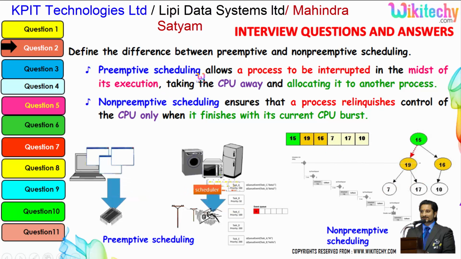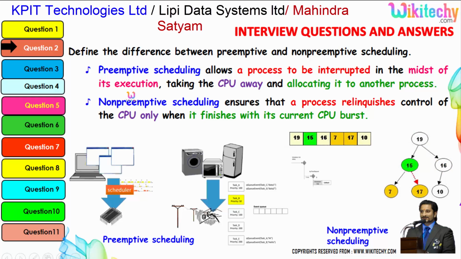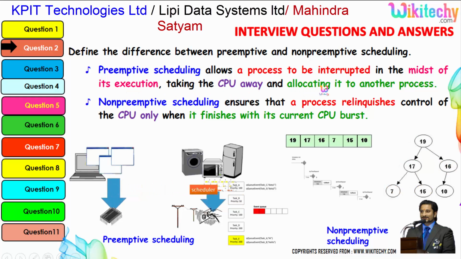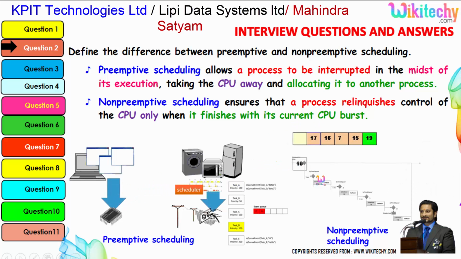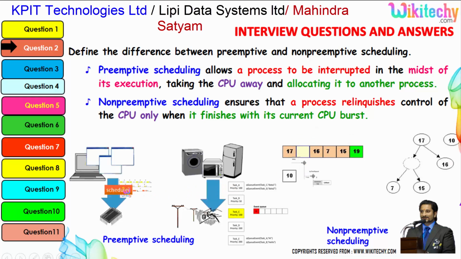Preemptive scheduling by definition allows a process to be interrupted in the midst of its execution, taking the CPU away and allocating it to another process. Non-preemptive scheduling ensures that a process relinquishes control of the CPU only when it finishes its current CPU burst. You are able to see this is your preemptive scheduling.